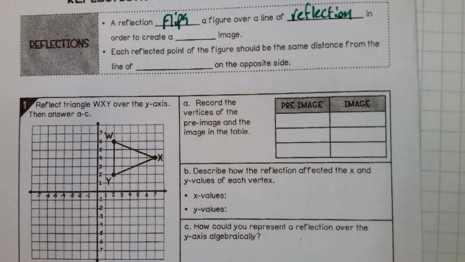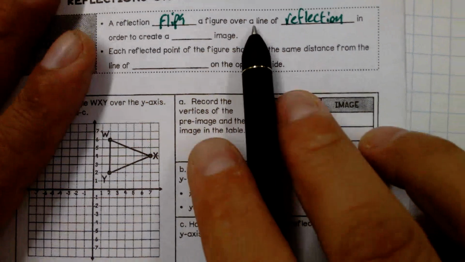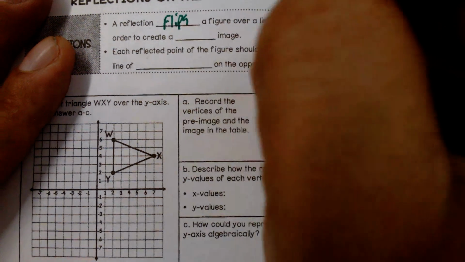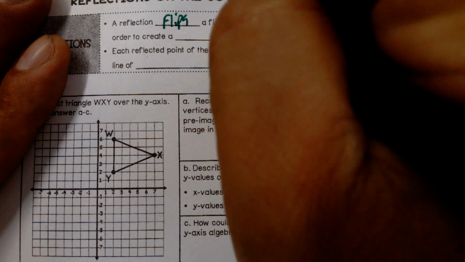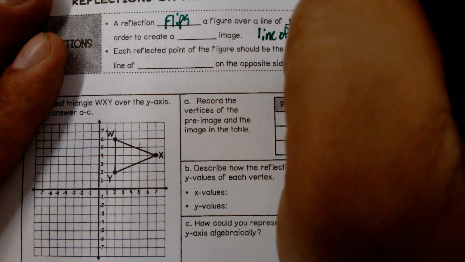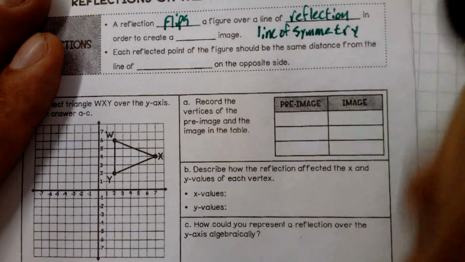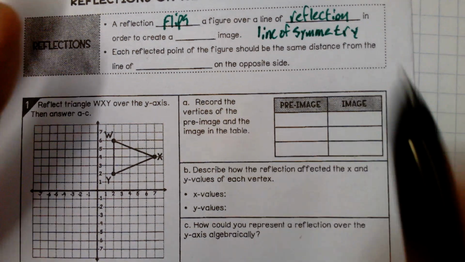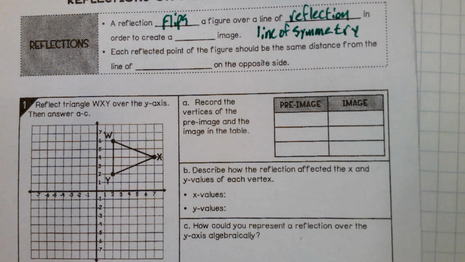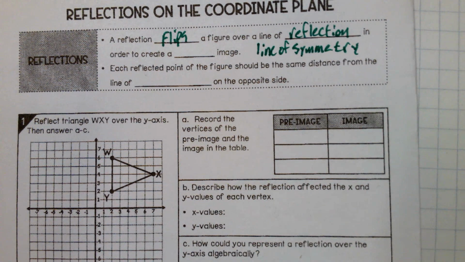There's another term that's used besides line of reflection, and I want you to be familiar with it. So we can say line of reflection. We can also say line, write this down, please, of symmetry. So you might hear line of reflection or line of symmetry. I want you to be familiar with both. They mean the same thing. It's the line that you're using as your mirror. Okay?